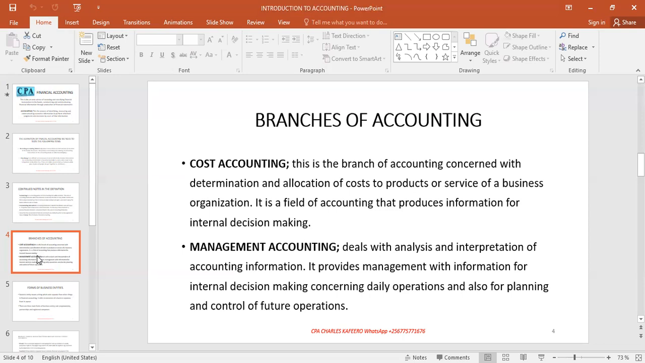So the other one is management accounting. Management accounting deals with analysis and interpretation of accounting information. It provides management with the information for internal decision-making concerning daily operations. So you've seen the difference. The other one is just considering the cost, but with this one you analyze everything. You consider the financial statements, you consider the cost statements, then you make a decision.